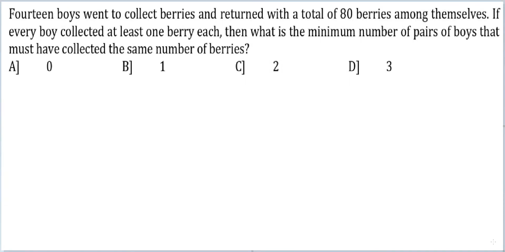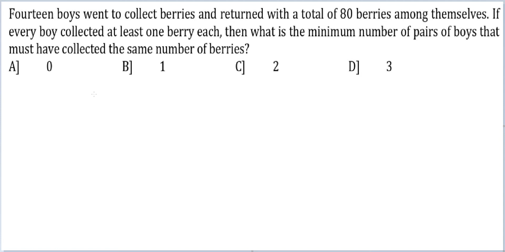Let's look at this question. 14 boys went to collect berries and returned with a total of 80 berries among themselves. If every boy collected at least one berry each, then what is the minimum number of pairs of boys that must have collected the same number of berries?